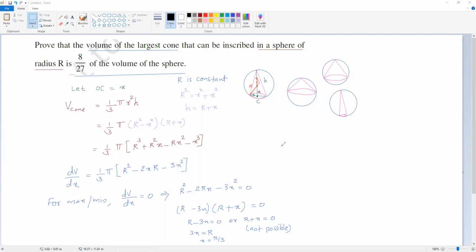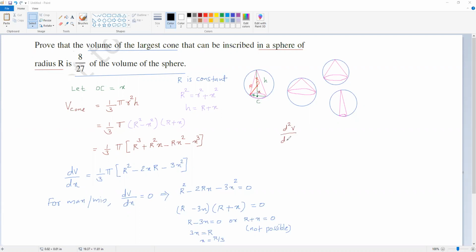Now, at that critical point, the volume may be maximum, may be minimum, maybe it's a point of inflection, but we have to check. But anyway, this is a prove that question, so most probably that volume will be maximum only. But in general, derivative equal to 0 means at that point the function may have a maximum or may have a minimum, or it may be a point of inflection. So we have to check that. For that we have to find the second derivative, because we are going to use the second derivative test.